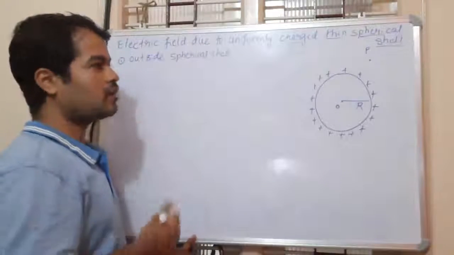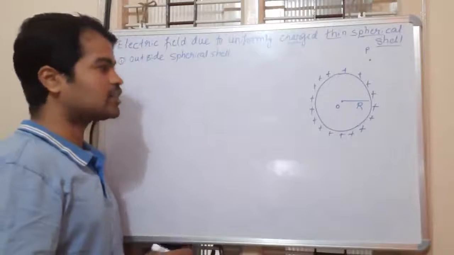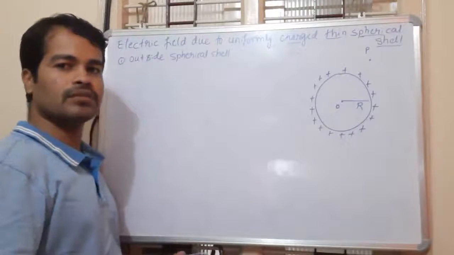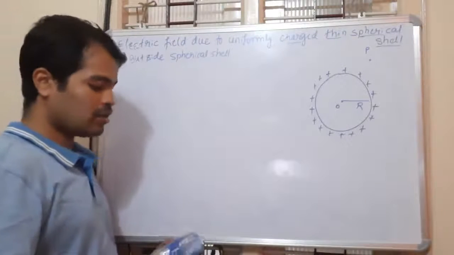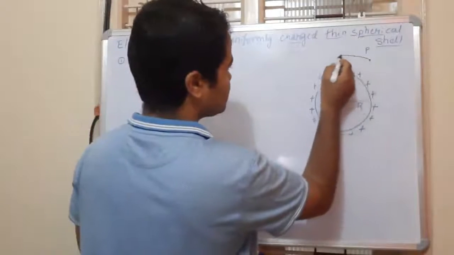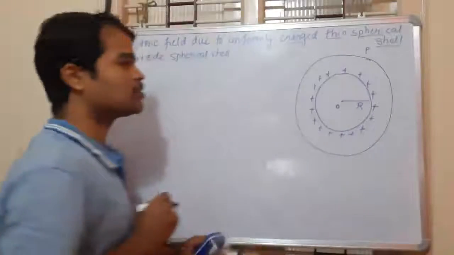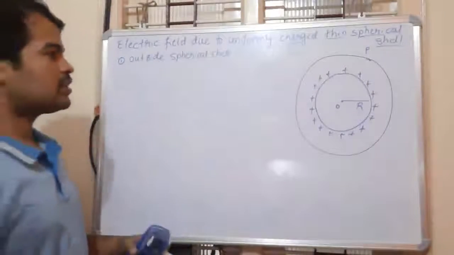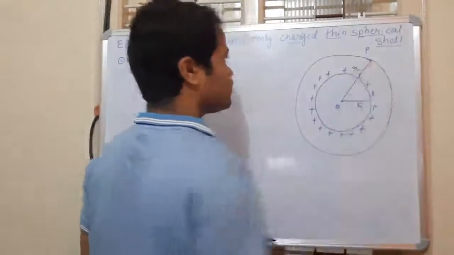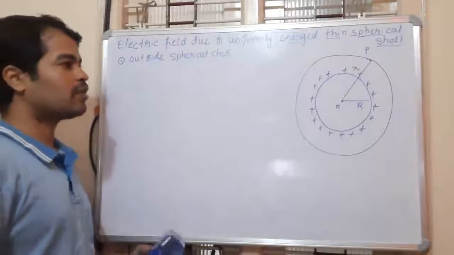To find it at point P, I need to consider a Gaussian surface through that point. Now let us draw the Gaussian surface. This is the Gaussian surface, having a radius of small r. Now let us see what is going to happen.